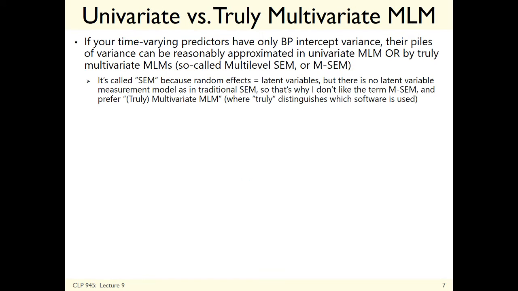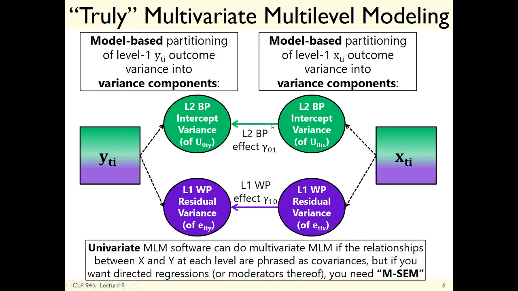So in Chapter 9, I add the word truly here to differentiate software approaches in which you trick univariate software into doing that for you versus you can do it directly. SAS, we will trick into fitting this type of model. There's only one catch, though. In SAS, these associations between variables at each level have to be covariances because they're going to show up in the G matrix and in the R matrix.